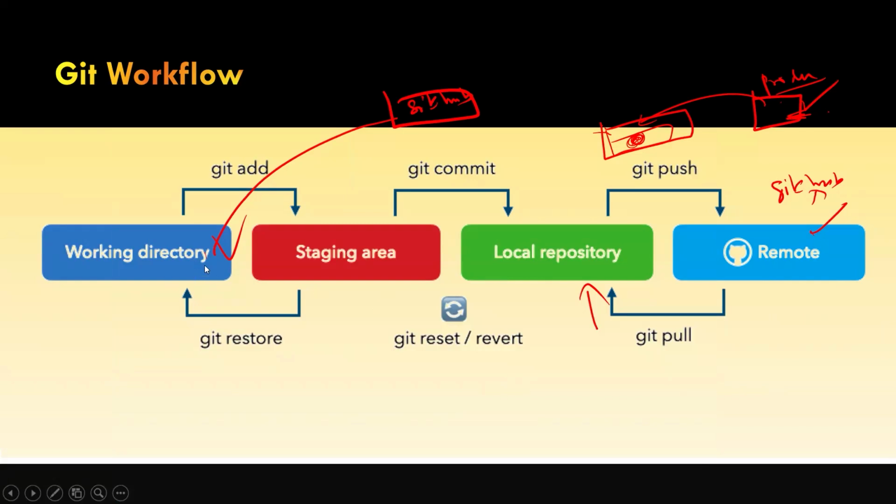Even if you remove a file locally, it has to be communicated to the staging area using this command. And again, to the local repository, you need to commit, "Hey, I removed a file," using git commit, and from the local repository, you need to communicate back to remote using git push.